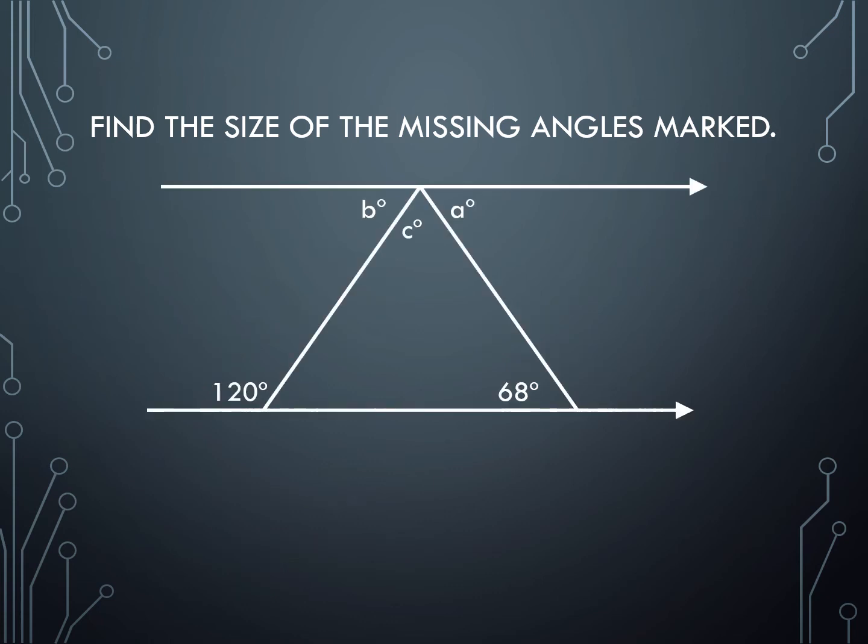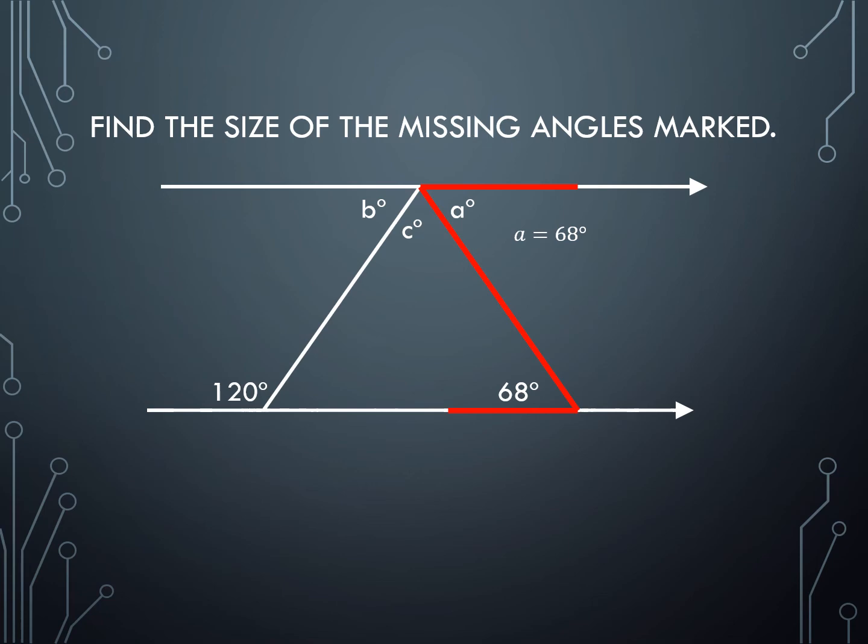Okay, this one looks a little bit more complicated, there's a lot more lines on it, but again, we're still looking for the same thing. So we'll start with A, and we'll try and create our Z shape. So there are two parallel lines and a line cutting through them. And because we know that alternate angles are equal, I know that my angle up the top there for A must also be 68 degrees.